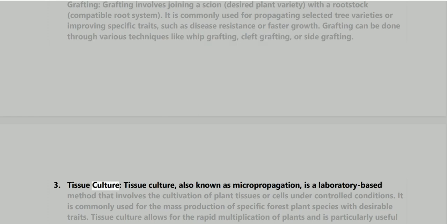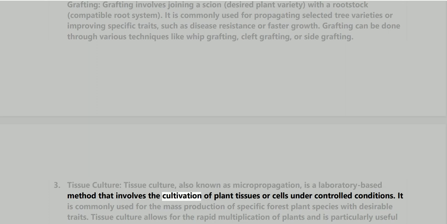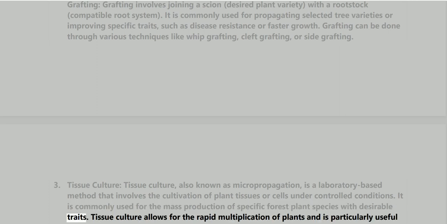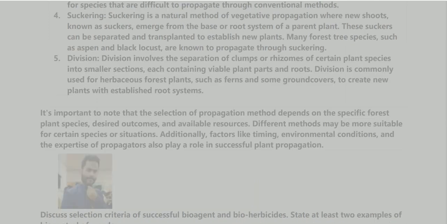3. Tissue culture. Tissue culture, also known as micropropagation, is a laboratory-based method that involves the cultivation of plant tissues or cells under controlled conditions. It is commonly used for the mass production of specific forest plant species with desirable traits. Tissue culture allows for the rapid multiplication of plants and is particularly useful for species that are difficult to propagate through conventional methods.